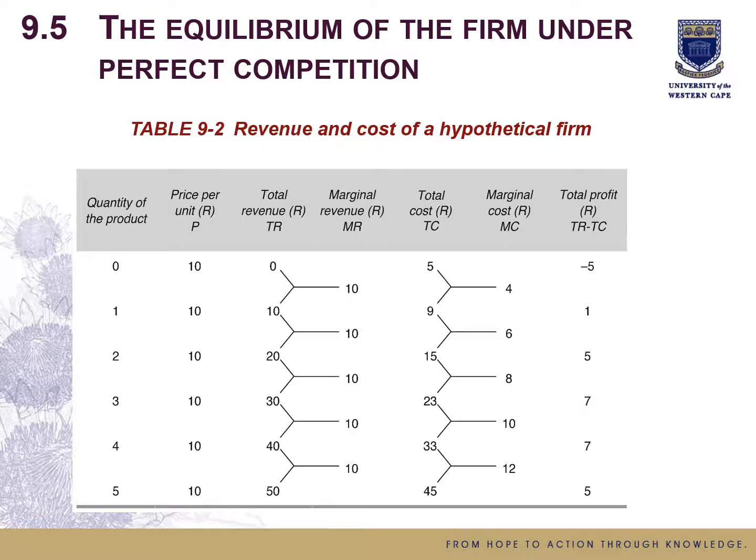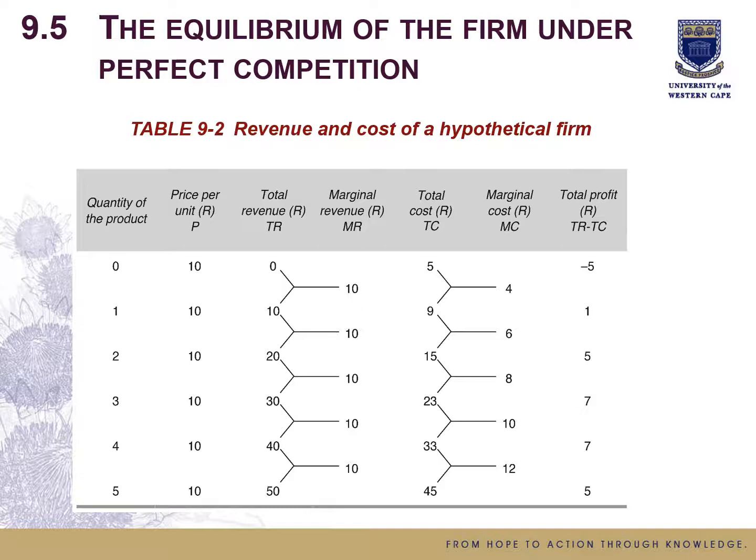Now let's use an example to show why profits are maximized when marginal revenue or price is equal to marginal cost. Suppose a firm produces a product and it sells it at a perfectly competitive price of 10 Rand per unit. The fixed cost amounts to 5 Rand. The firm's daily output, revenue and cost structures are illustrated by Table 9.2.